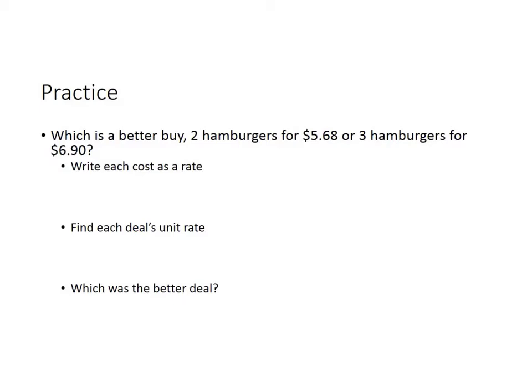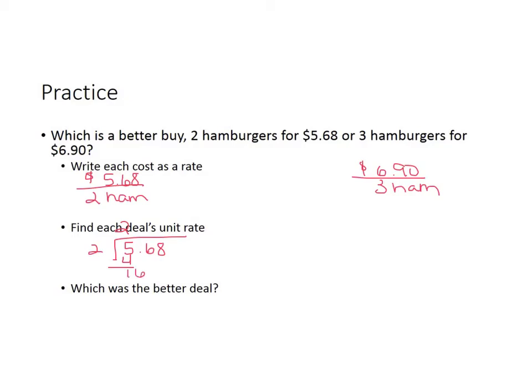Well, again, first thing we're going to do is write each cost as a rate. So it's $5.68 for 2 hamburgers, or it's $6.90 for 3 hamburgers. Well, we're going to divide, find out how much each individual hamburger is at this rate. 2 goes into 5 2 times. 2 goes into 16 8 times, and 2 is going to go into 8 4 times. So that's $2.84 per hamburger.